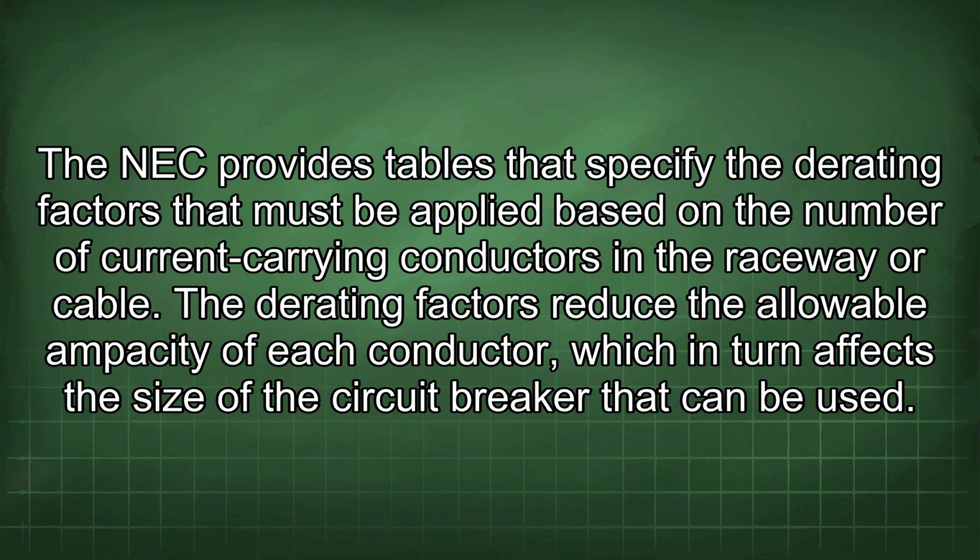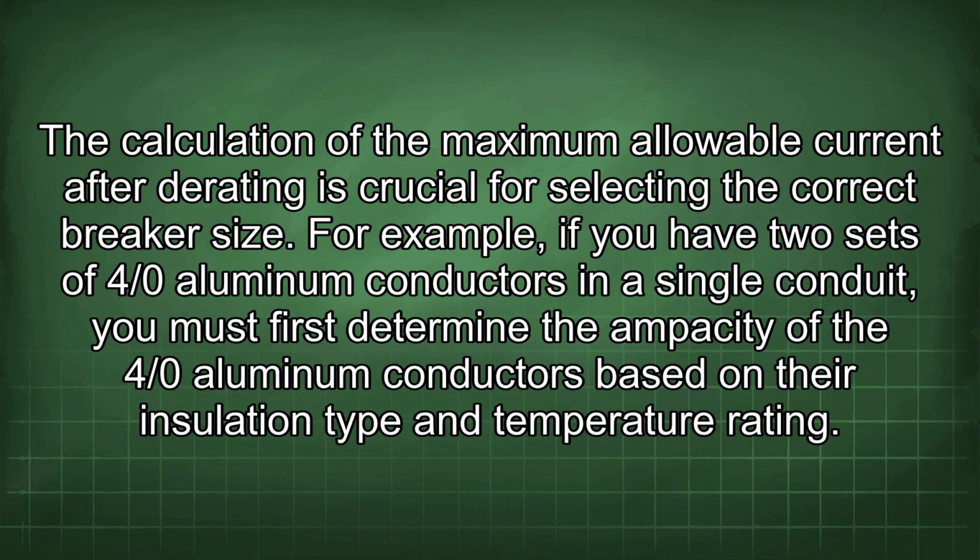The derating factors reduce the allowable ampacity of each conductor, which in turn affects the size of the circuit breaker that can be used. The calculation of the maximum allowable current after derating is crucial for selecting the correct breaker size. For example, if you have two sets of 4/0 aluminum conductors in a single conduit, you must first determine the ampacity of the 4/0 aluminum conductors based on their insulation type and temperature rating.